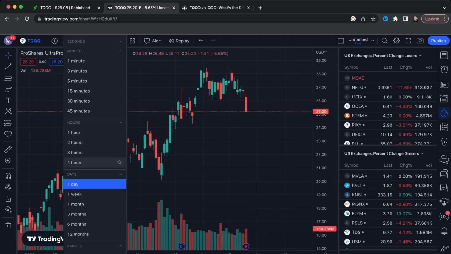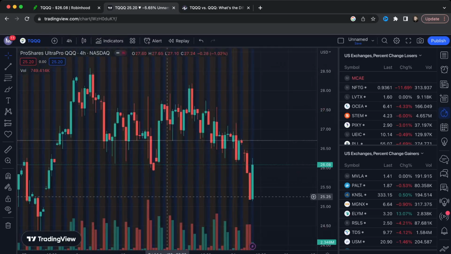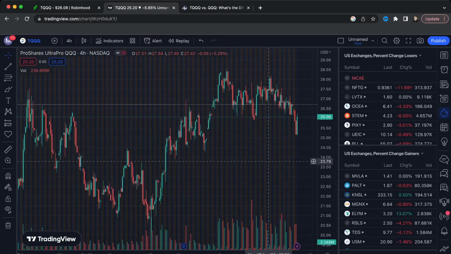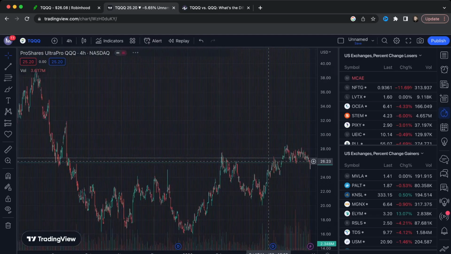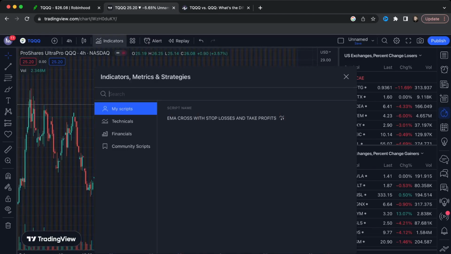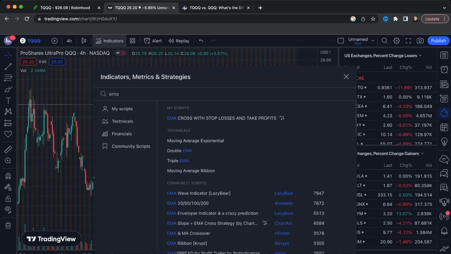We can go down to a 4-hour chart and kind of see in here. Yeah, you can see we definitely did bounce after hours. This is on a 4-hour chart. I like to look at the dailies. And then for all of you technical analysis guys out there, let's go grab an indicator. Let's go grab an EMA line. We're going to grab two of them.